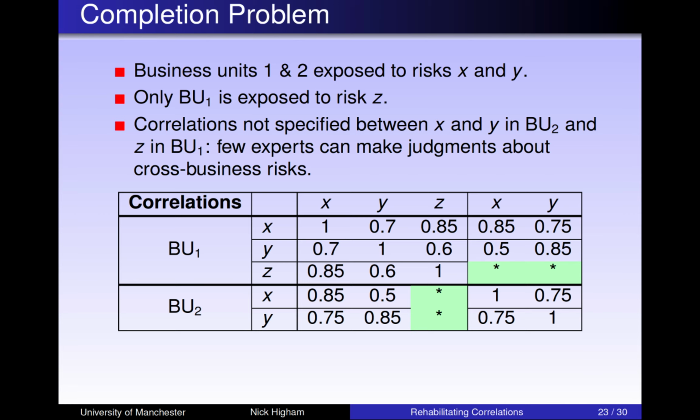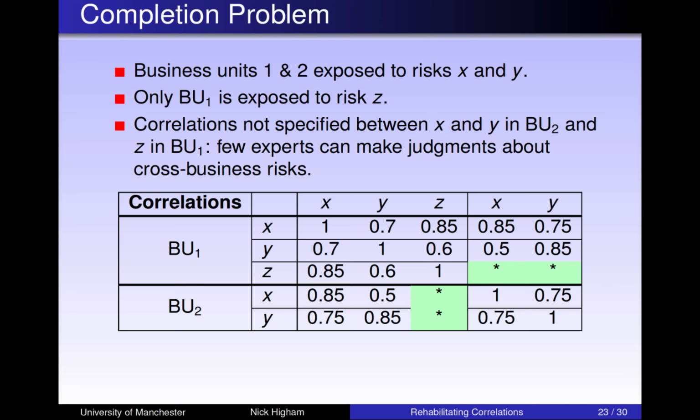The second variation of the problem is the completion problem. So this is where we have some unknown elements in the correlation matrix and we want to fill them in. And I'll describe a little example here with respect to risk management. So imagine that we have two business units, BU1 and BU2. BU1 is exposed to 3 risks, X, Y, and Z. BU2 just to 2 of the risks, X and Y. And we know all the correlations except the correlations between X and Y in business unit 1 and Z in business unit 1, and X and Y in business unit 2 and Z in business unit 1.